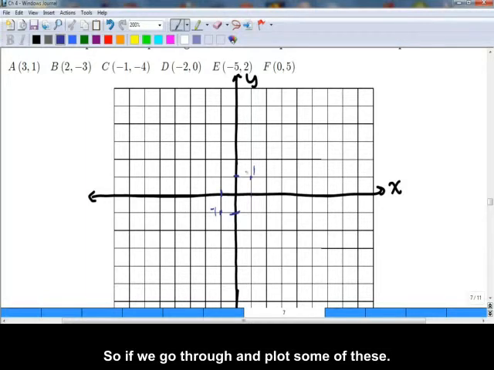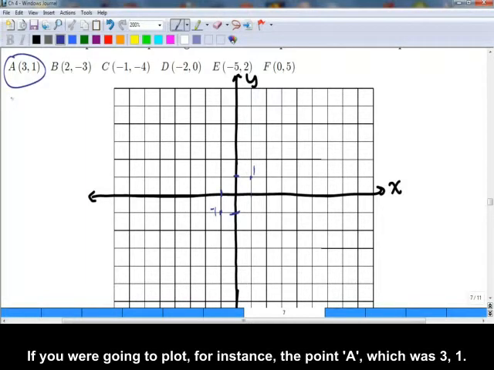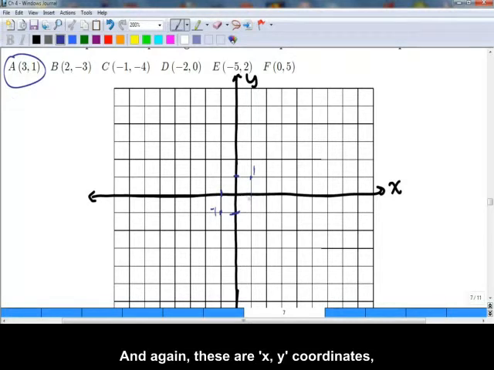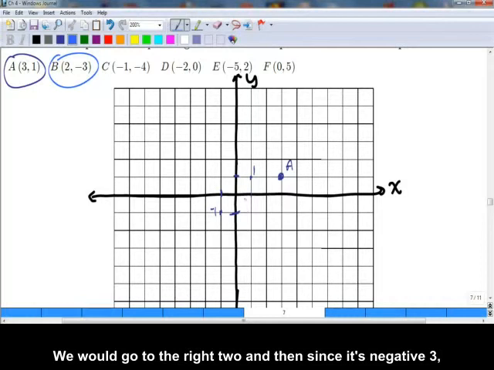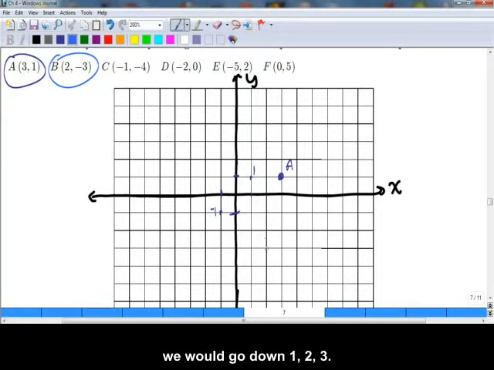So if we go through and plot some of these, if we wanted to plot, for instance, the point A, which was (3, 1), then again, these are x, y coordinates, so we would go right 3, 1, 2, 3, and up 1, and this would be our point A. Next, if we wanted to plot B, we would go to the right 2, and then since it's -3, we would go down 1, 2, 3, and we would label that as B.